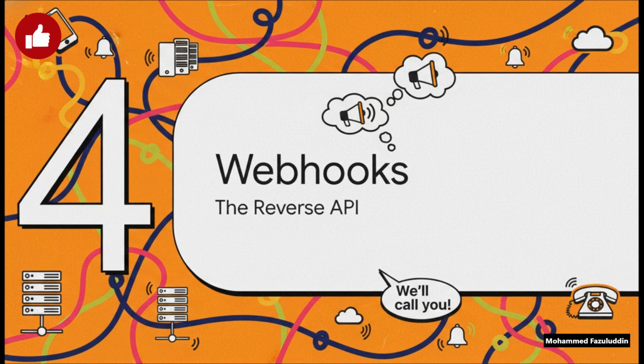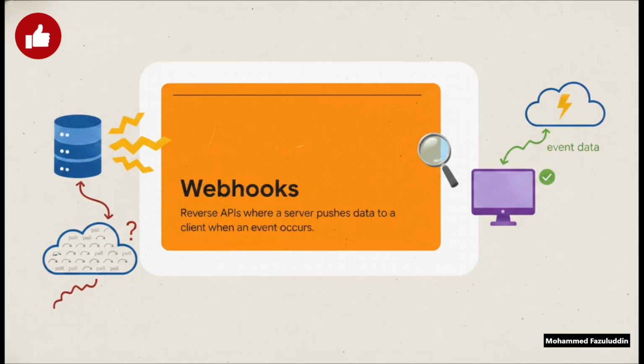Section 4, webhooks, the reverse API. Don't call us, we'll call you. So think of webhooks as reverse APIs. It's a push instead of a pull. Rather than a client constantly nagging and polling a server asking, hey, is there new data yet? How about now? The architecture is entirely event-driven. The client just sits back and relaxes. The server pushes data to the client only when a specific event actually occurs.